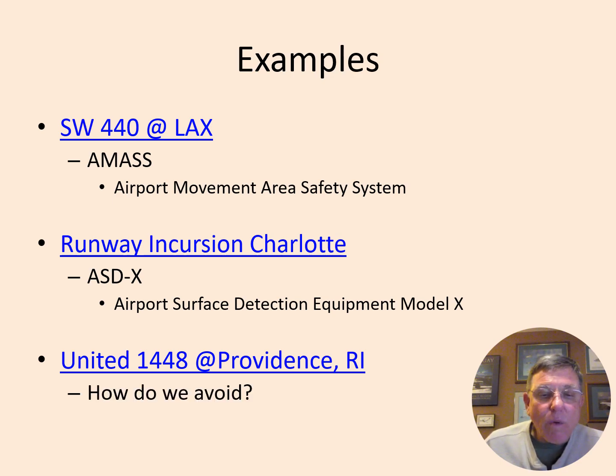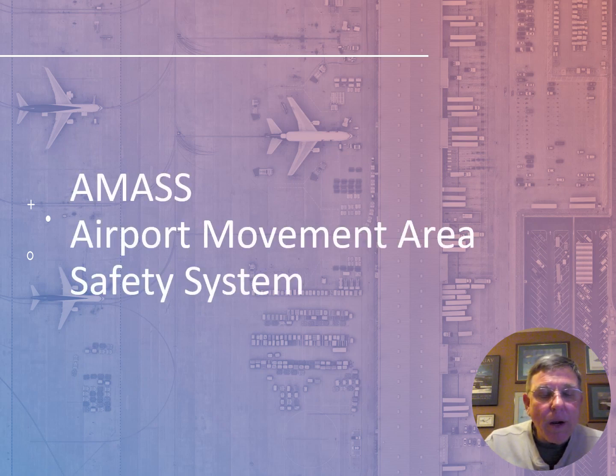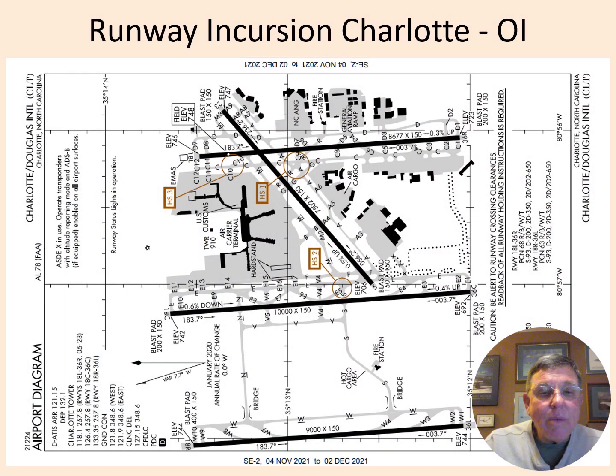And then we'll look at United 448 after that. So, AMASS, the Airport Movement Area Safety System. This one is the ADS-X, and we'll see what happens here. This is Charlotte. They are landing runway 23, so you'll hear the controller clearing airplanes to land on runway 23, and they're using this runway with Blue Streak. That's one of the commuters flying the RJ200s, waiting down here, and then there's a Pilatus that comes out of the general aviation ramp up here at the top.